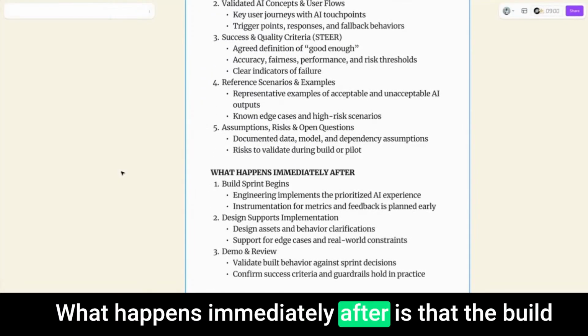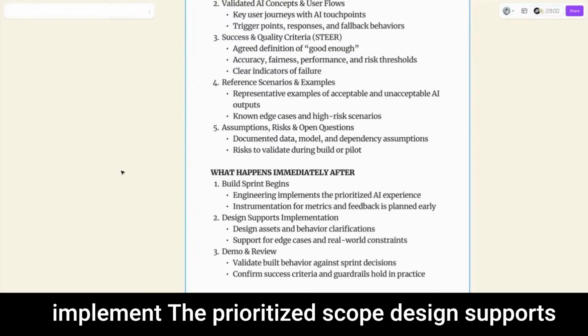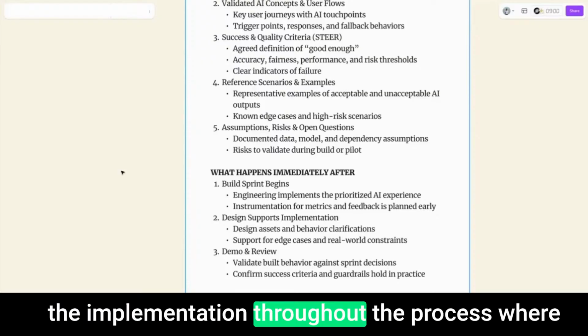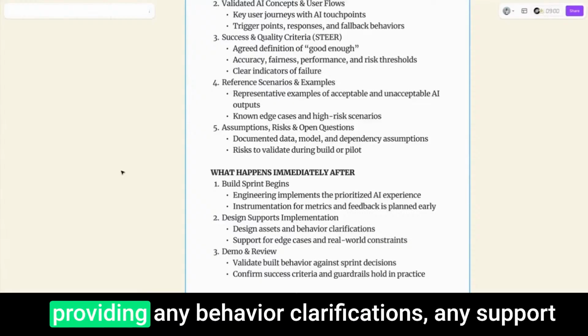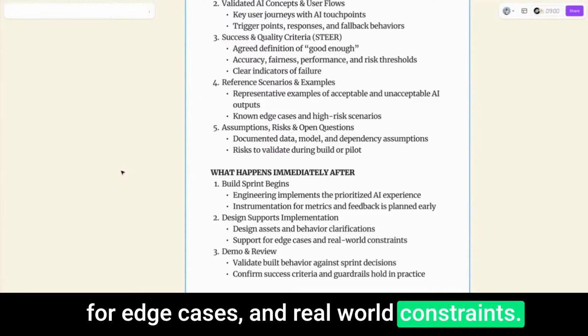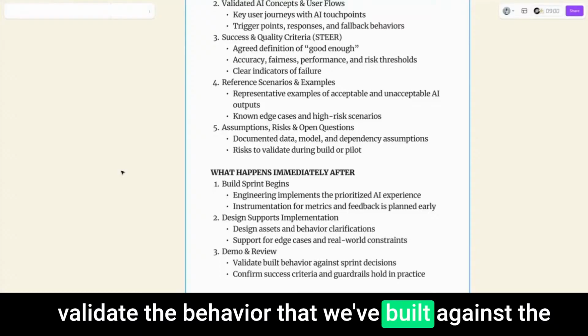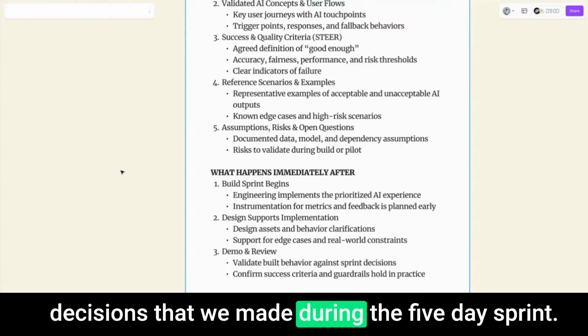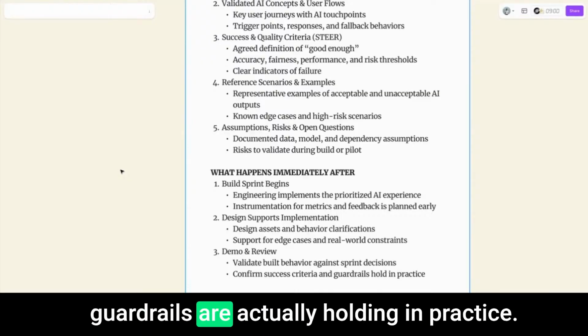What happens immediately after is that the build sprint begins, where engineering teams start to implement the prioritized scope. Design supports the implementation throughout the process, where they are constantly handing over design assets, providing any behavior clarifications, and any support for edge cases and real world constraints. And then we have demos and reviews to validate the behavior that we've built against the decisions that we made during the 5 day sprint, and also to confirm if the success criteria and guardrails are actually holding in practice.